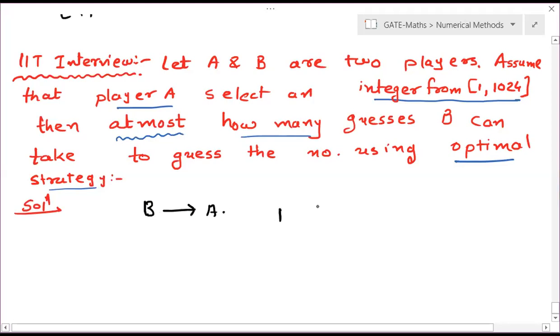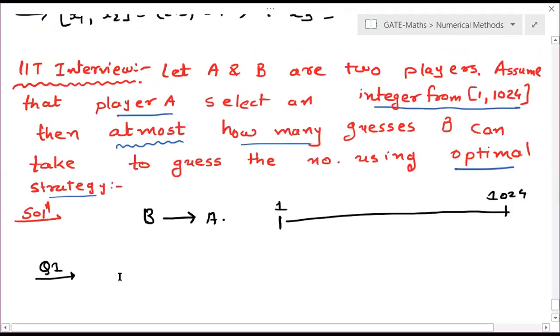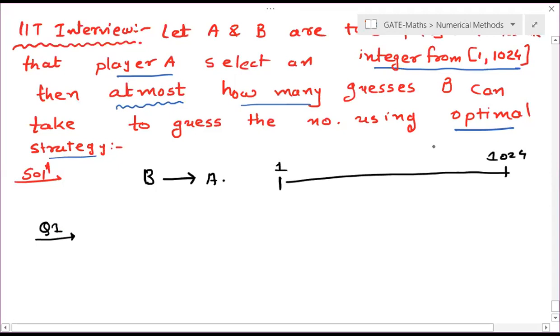Now let us use the bisection method over here. Our integers are between 1 to 1024. Now see over here in which manner B is going to ask questions to A. Question number 1. B will ask A, what is the bisection of 1 and 1024? 512, or not? Okay. So B will ask A, tell me, is your number greater than 512 or not? Right. Even B can ask less than as well. Now A will answer either yes or no.